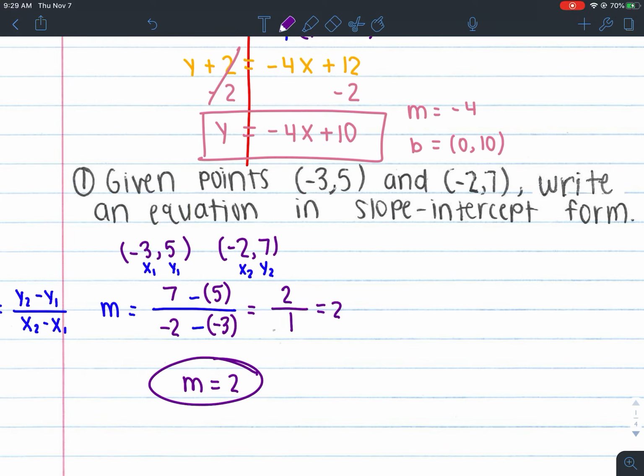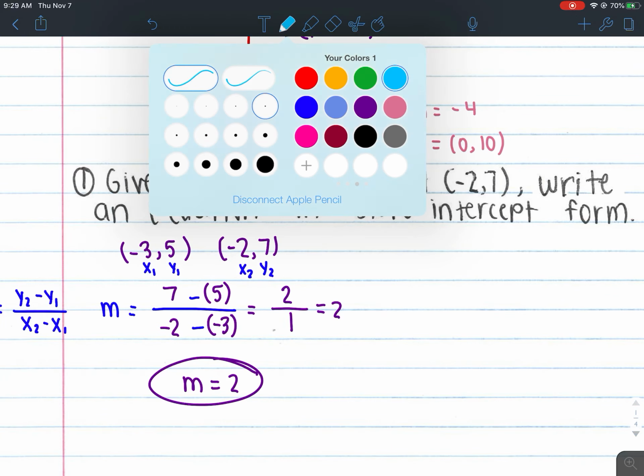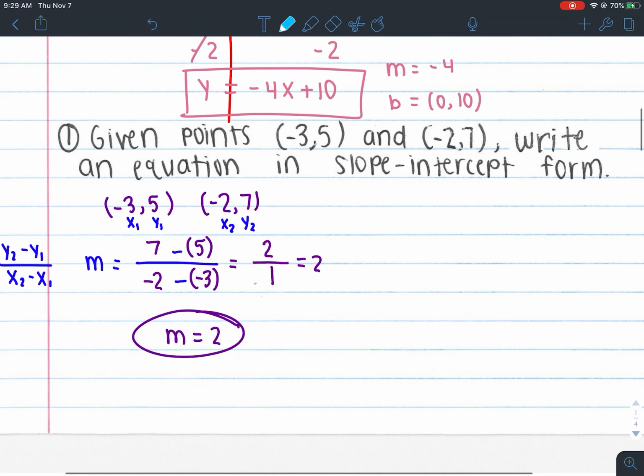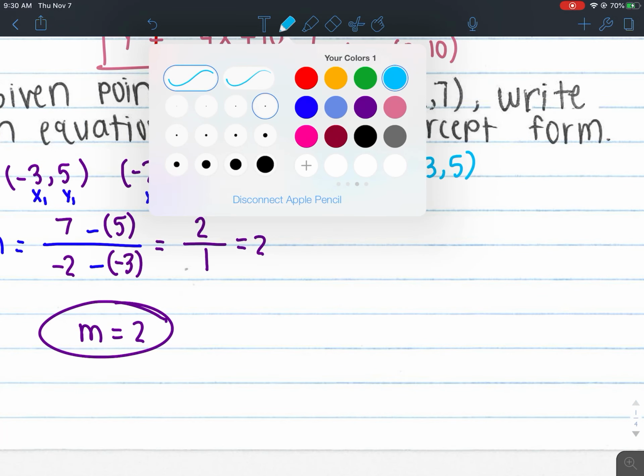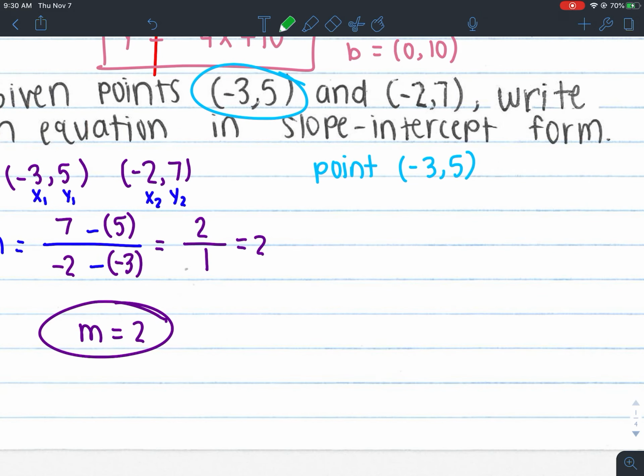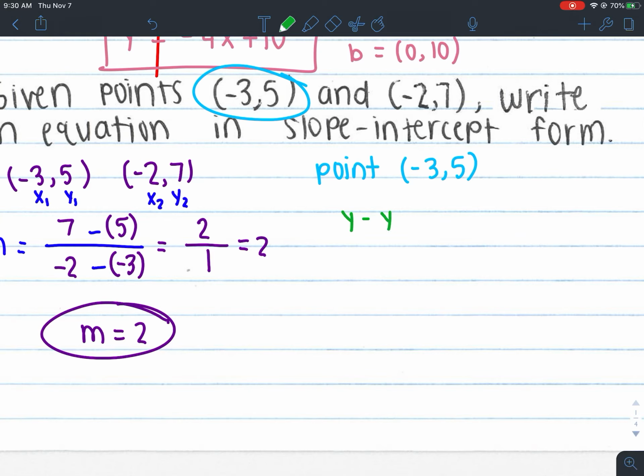But I know how to go from point slope form to slope-intercept form. And for point slope form, I just need a point and a slope. So let's go ahead and pick a point. And it doesn't matter which point we pick. So I'm going to go ahead and pick the first one. So I'm going to pick the point -3, 5. And then I'm going to use the slope of m equals 2. Let's go ahead and plug this into point slope form, because we know how to use that to get to slope-intercept.